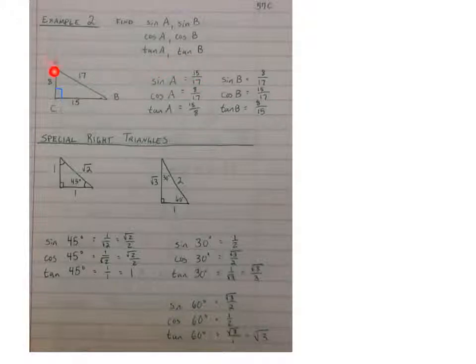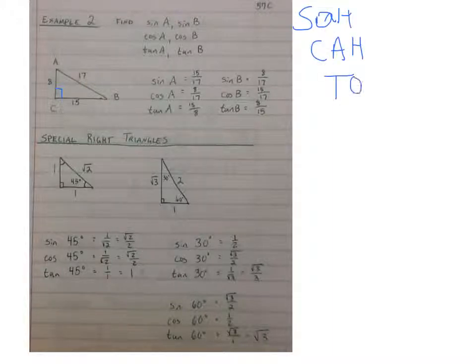If we wanted to find cosine of A, cosine is, let's see, we have SOH-CAH-TOA. So cosine is adjacent over hypotenuse. So the adjacent side for A is 8, and the hypotenuse is 17. So cosine A is 8/17. And then tangent A is opposite of A, 15, over adjacent to A, which is 8.